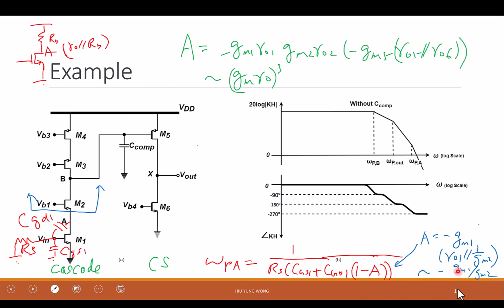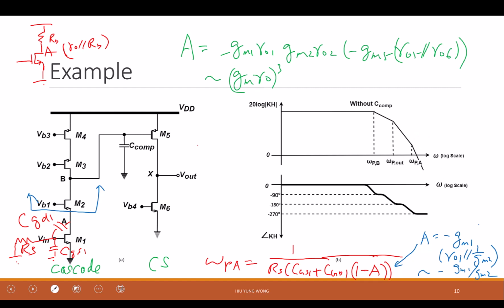But what is 1 minus A in this case, approximately? No. A is negative gm1 divided by gm2. It's approximately equal to 2, right? So those who say no, also correct because it's small. And as an engineer, that's how we communicate. We say cascode doesn't have a Miller effect. No one will say that you're wrong because it's not important.